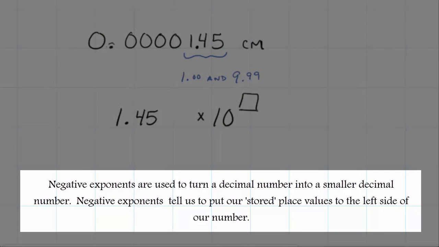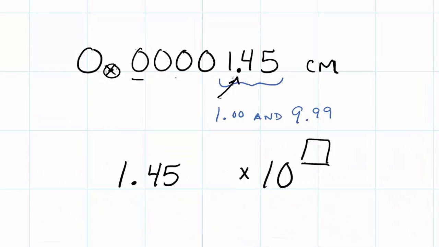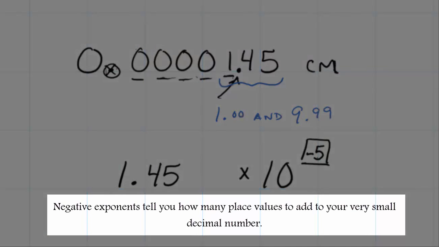Well, if I look where the decimal used to be and where I now have it, I have 1, 2, 3, 4, 5 place values that I made this number appear bigger. And if I was going to go the opposite way, I have 1.45 and I want to go the opposite way, I'm going to actually make it smaller. So that means I'm going to have a negative amount of place values that I want to put into this number. We're going to make a number smaller by using negative exponents.